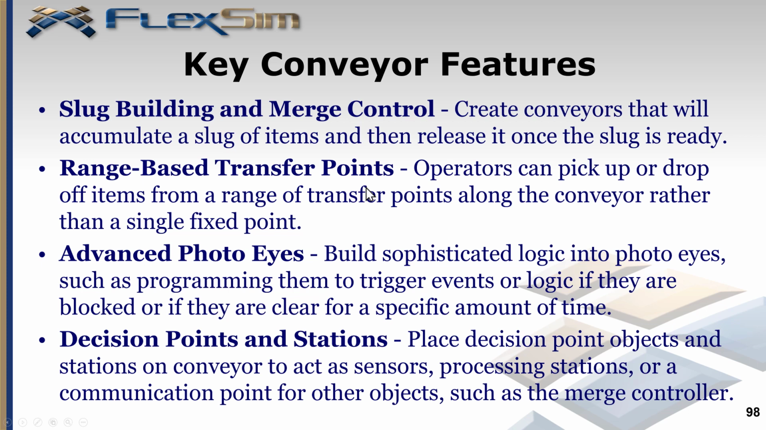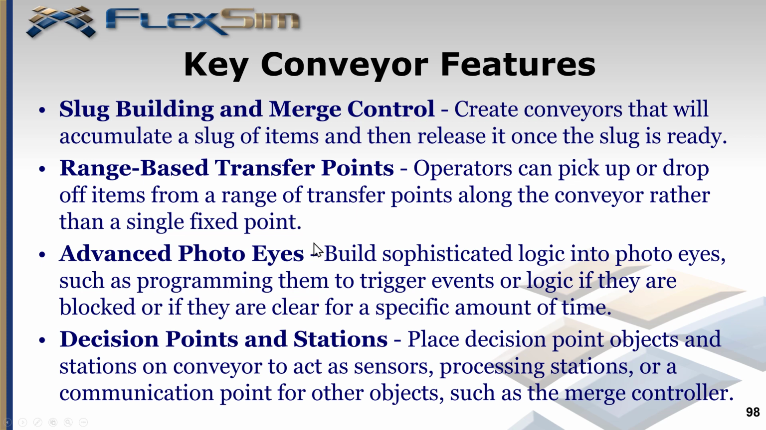Range-based transfer points. Operators in the model can pick up or drop off items from a range of possible transfer points along the conveyor, rather than a single fixed point, making it easier to simulate picking operations. When picking items from a conveyor, operators will automatically predict a proper pickup point along the conveyor based on item speed, operator speed, and distance to travel.